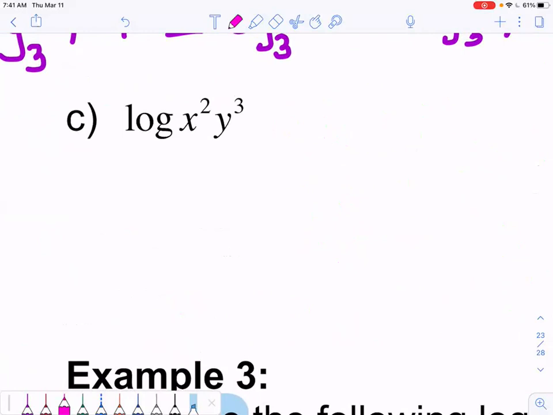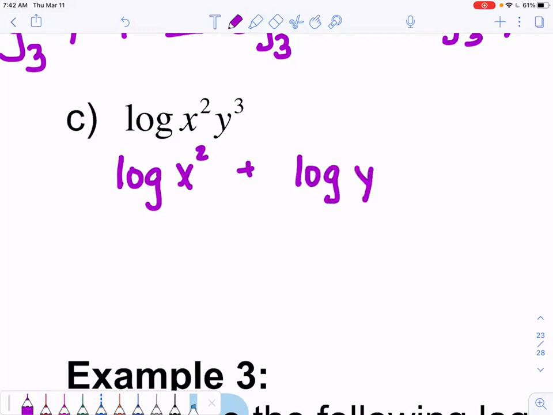So Julia, what would you do first to try and expand this? When we're multiplying, what is the property for logs to make it separate logs? Yeah, you would add them. So log x squared plus log y cubed. To expand, the product property separates into 2 individual logs that are being added. Just like the exponential property, if I'm multiplying, I add the exponents together.